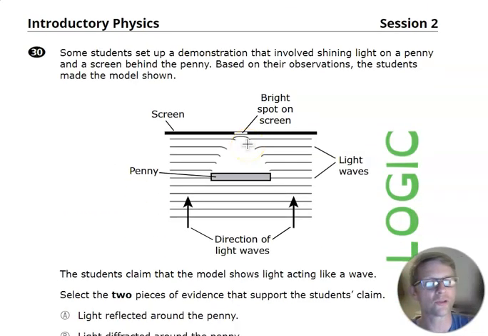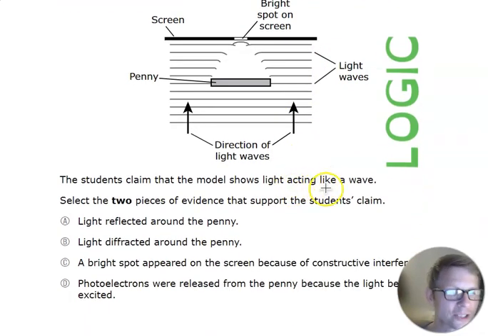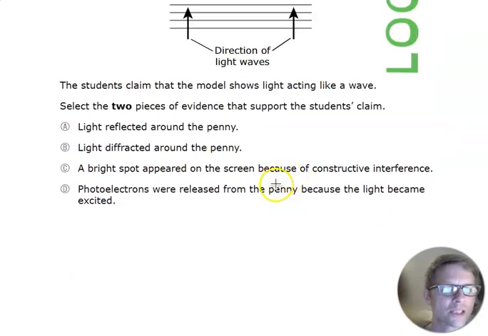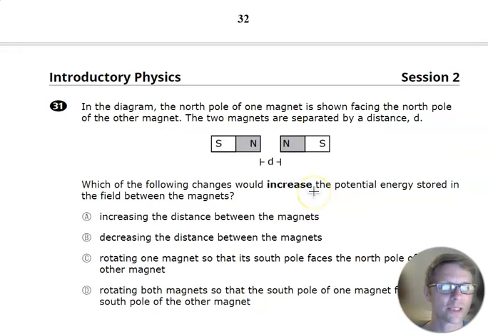I told you there's some things that I'm just going to throw at you in this video, and that's diffraction. It's when light waves bend around an object. I mean, this can't be a reflection. So just use some logic here. Photoelectrons are not released from the penny. That just doesn't happen. That doesn't really make sense, and I think you know that doesn't make sense.